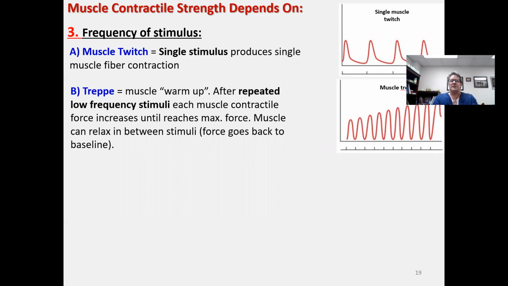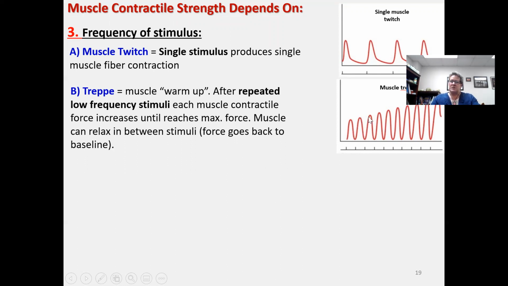So, if you look at this graph, which is called muscle treppe, this is pretty much how our muscles work. After repeated low frequency stimulus, each muscle contractile force goes up. So, this first little black line represents the first stimulus, and you produce this much force. Then the muscle has time to relax, and then it's stimulated again. It contracts again, producing slightly higher force before relaxing back to baseline again.